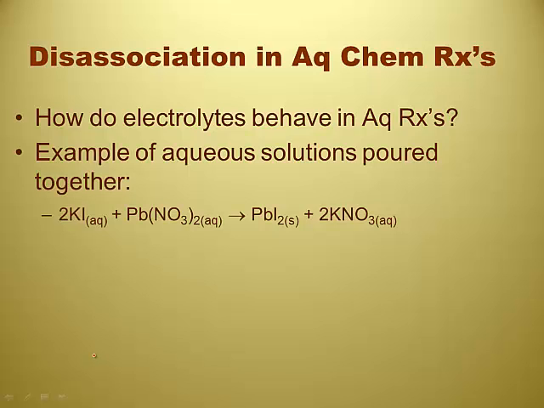So this is a before and after situation, and those reactants are before. They're in separate beakers. The potassium iodide is in a beaker. The lead nitrate is in a beaker. You pour them together into the same beaker, and afterwards you get a precipitate. You get lead iodide and potassium nitrate.